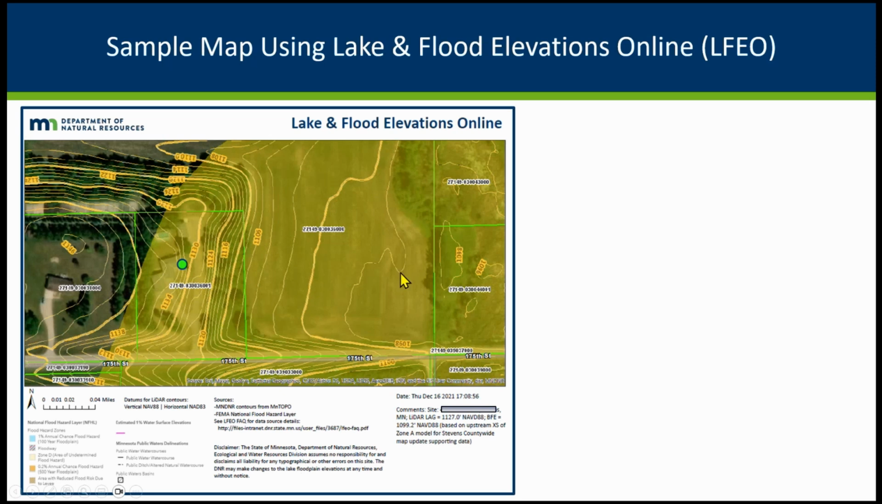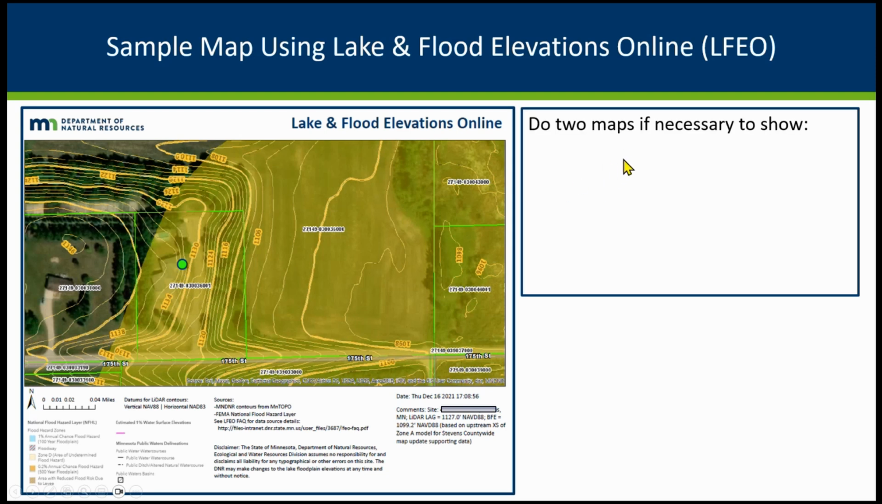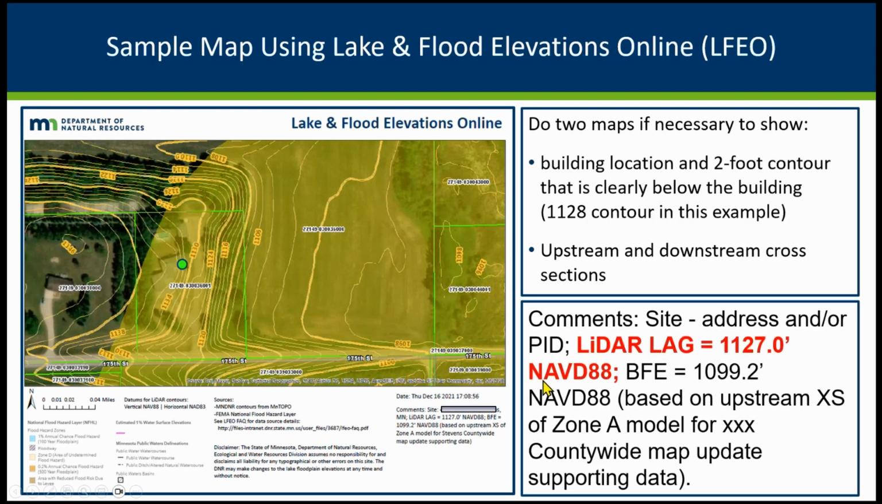Here's an example using our lake and flood elevations online. We're printing a map. Here's our example site. We might need to do 2 maps to show the cross sections and where the base flood elevation is. This map was zoomed in enough to see the building a little easier. But then in the comments, we give the address and we call it the LiDAR LAG, the LiDAR lowest adjacent grade. We look at that contour that doesn't go through the building. In this example, it's 1128. We subtract that foot, and FEMA uses this terminology. The LiDAR LAG is going to be that 1127.